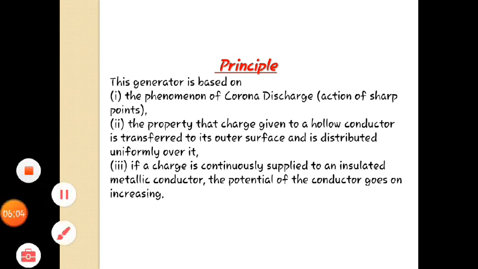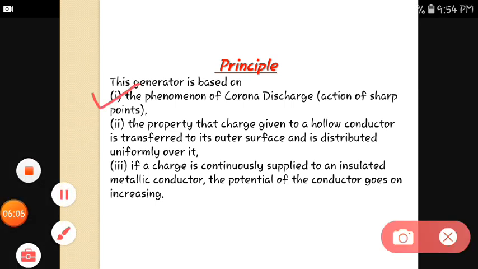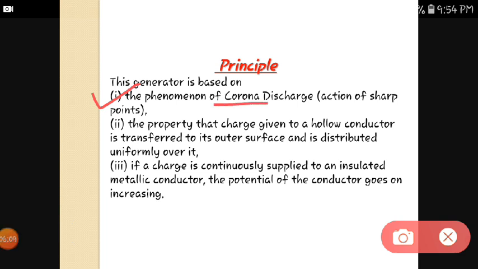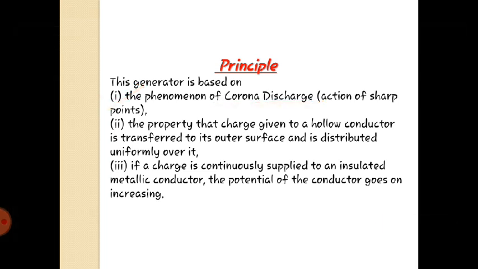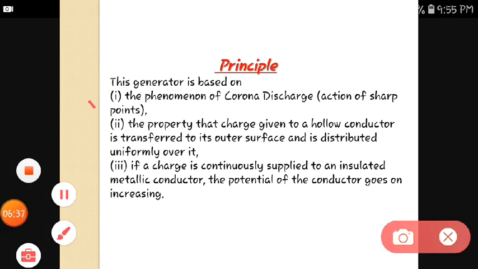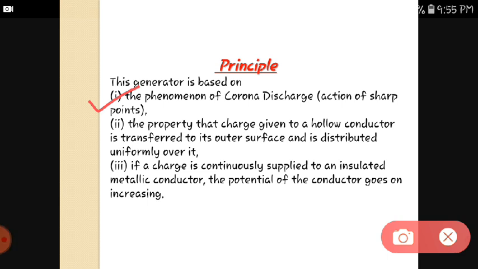First is the phenomenon of corona discharge. Now, this corona is not at all the COVID-19 corona. It is the physics term for when you give a charge to a device and it glows up like a bulb. When you light up the bulb, it will glow. That is nothing but corona discharge, and that is the action of sharp points. So this generator is based on the phenomenon of corona discharge.